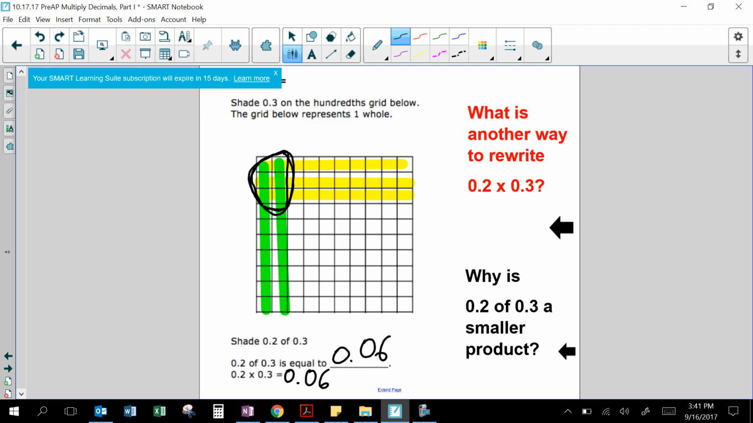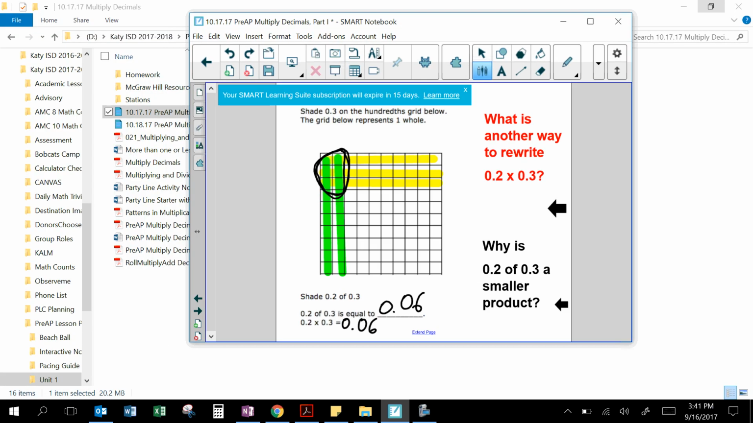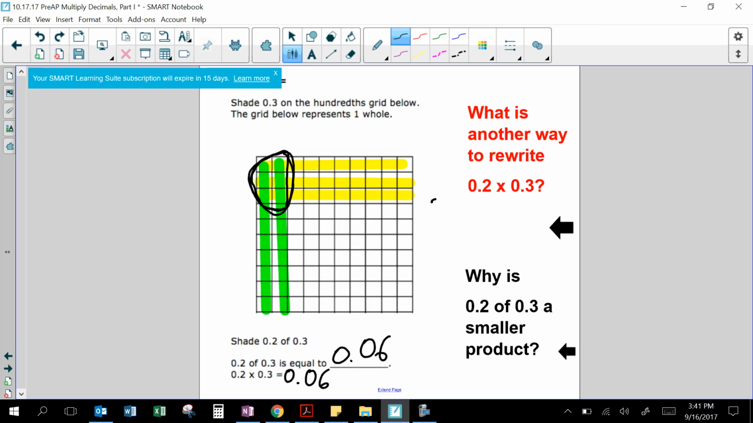So what is another way to rewrite 2 tenths times 3 tenths? What about in fraction form? 2 tenths times 3 tenths. And in our previous video, we have already learned how to multiply fractions. Multiply the numerators, 6, multiply the denominators, 100. 6 hundredths. And that's why this is 6 hundredths.